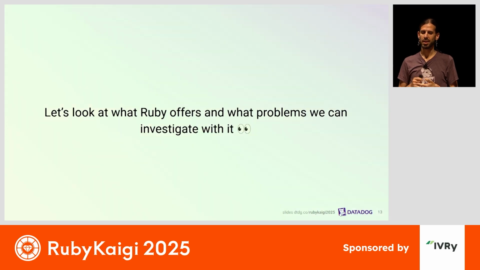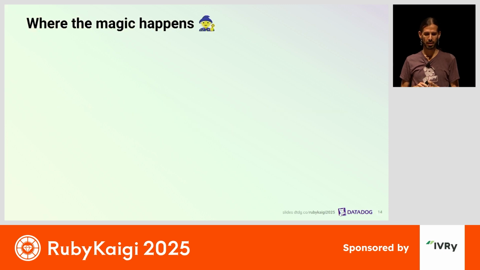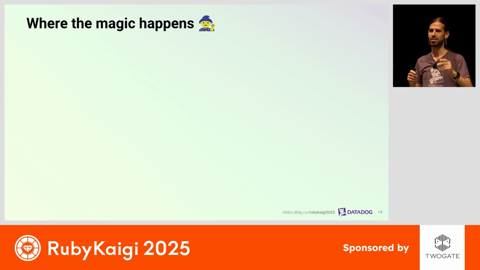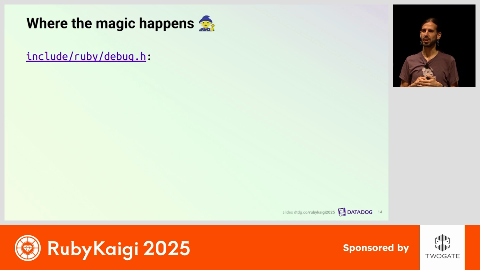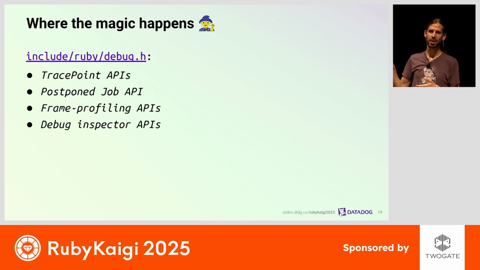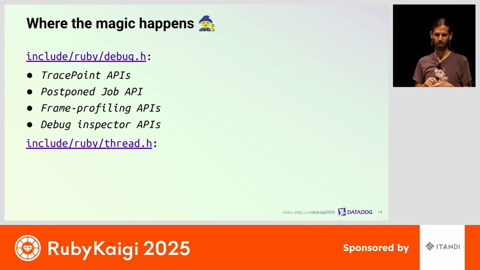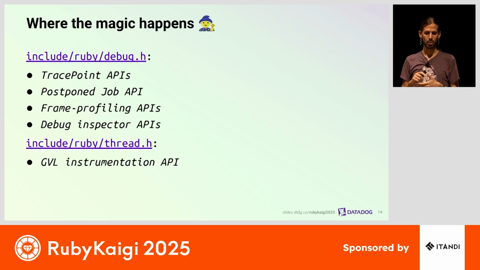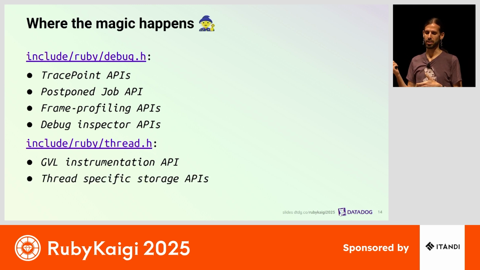OK, with this said, let's look at what Ruby offers and what problems we can investigate with it. So, where the magic happens: today we'll be focusing on two files in Ruby. This file, debug.h, offers the tracepoint APIs, the postponed job API, the frame profiling APIs, and the debug inspector APIs. And then there's another file that I want to steal a couple more points from, the thread.h file, which offers the JVL instrumentation API and the thread-specific storage APIs.